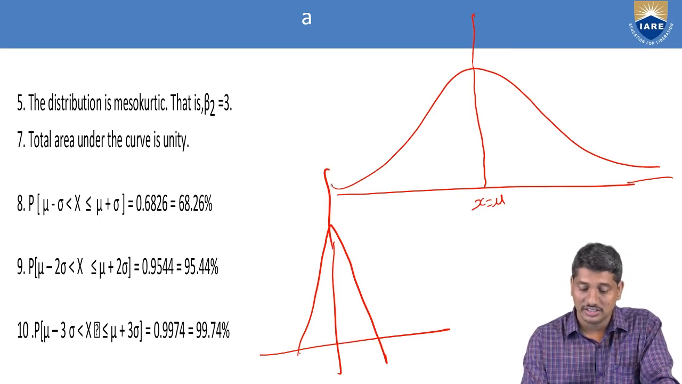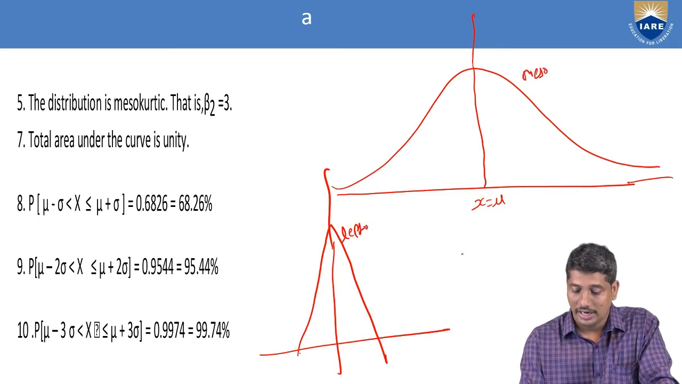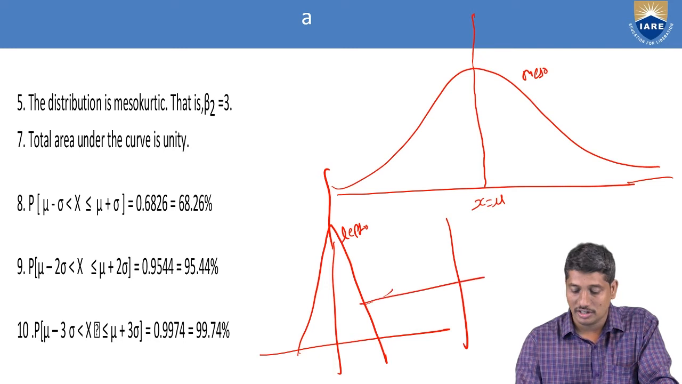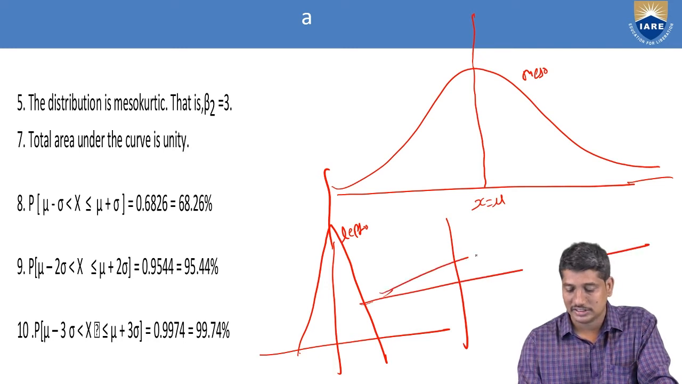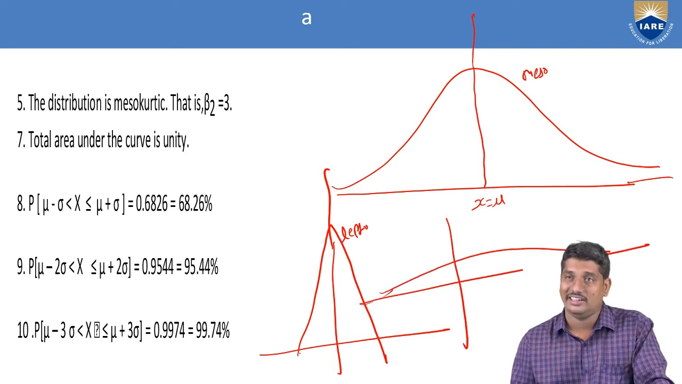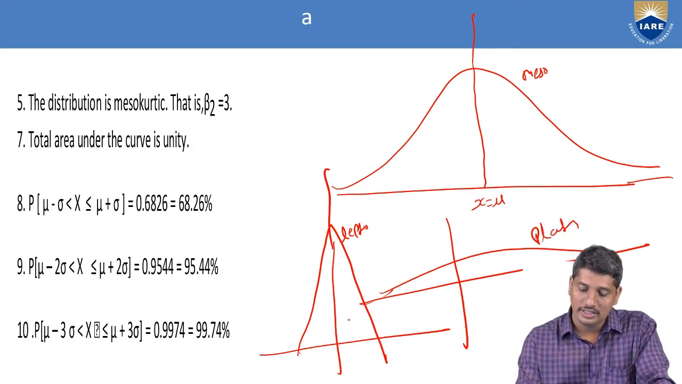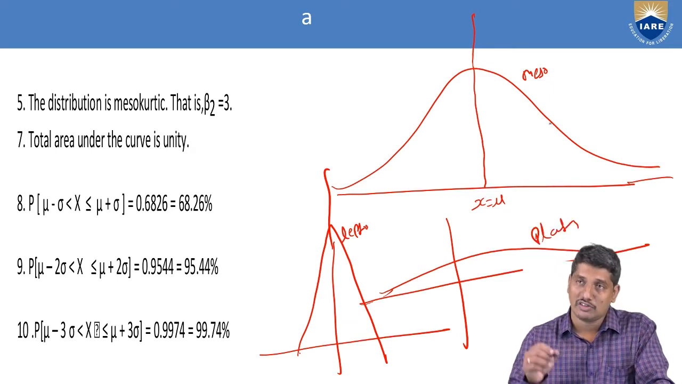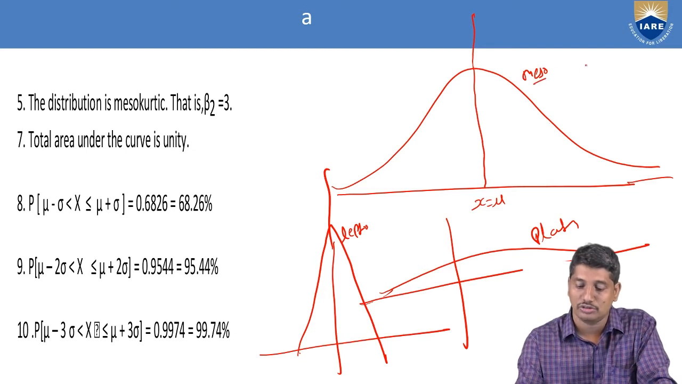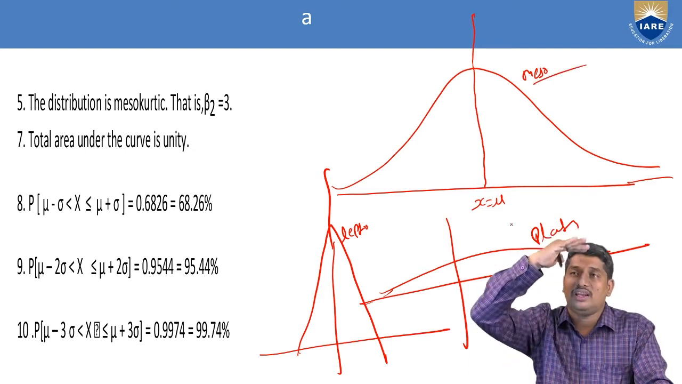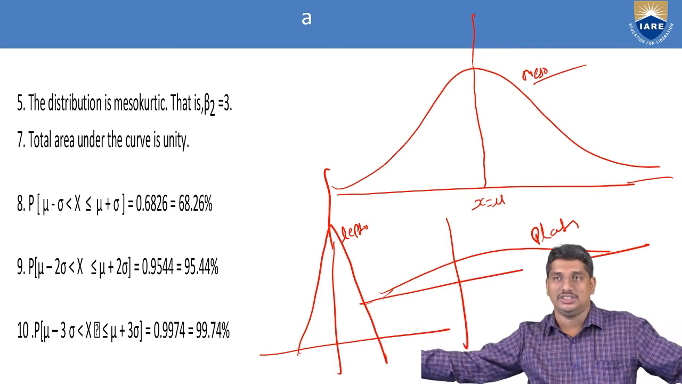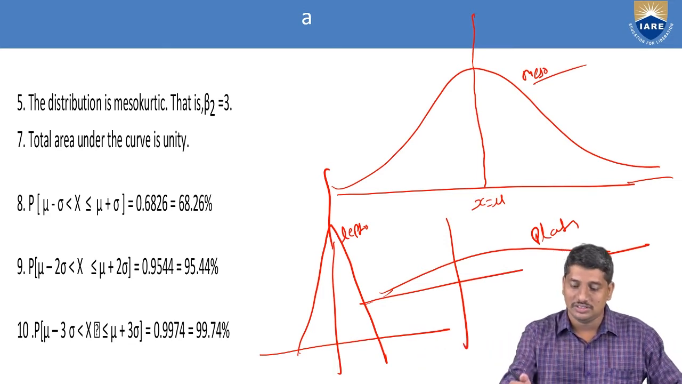If the curve is like this, we call it leptokurtic. This is mesokurtic. And the curve is not like this. This is called platykurtic. So leptokurtic, mesokurtic, platykurtic. But our normal distribution will always be mesokurtic. That is balanced height and balanced stretch. So that is why it is mesokurtic.